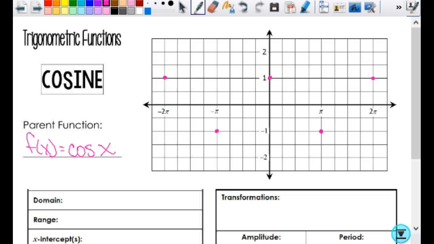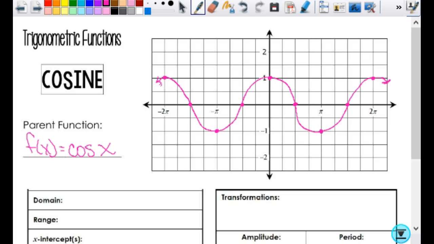Okay, so that didn't help me with my x-intercepts at all, though. So that's where that pi halves comes in. What's the cosine of pi halves? 0. And 3 pi halves is 0. And then negative pi halves and negative 3 pi halves, all zeros. Right? So those are real easy ones to graph. And then I'm just going to sketch in the curve.